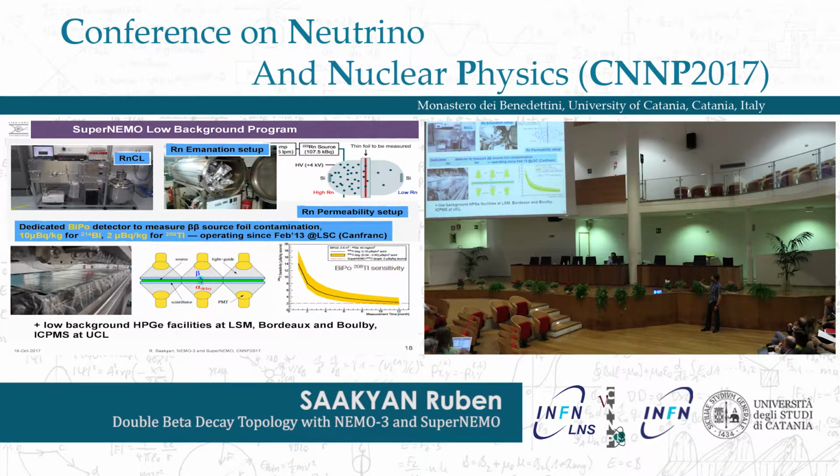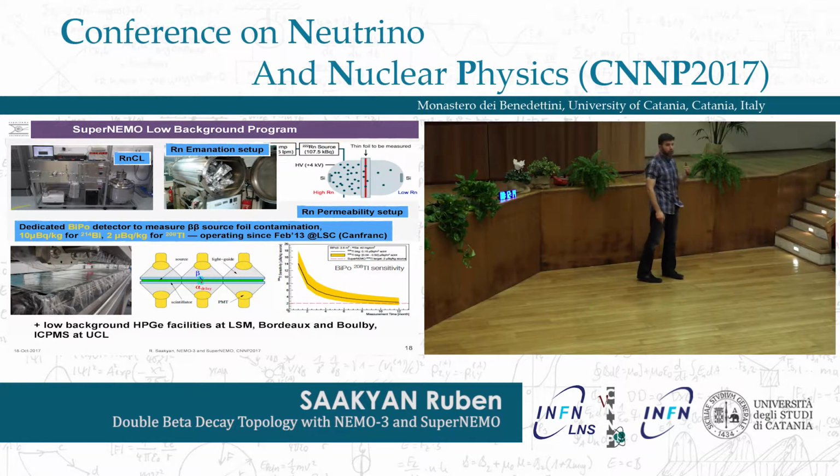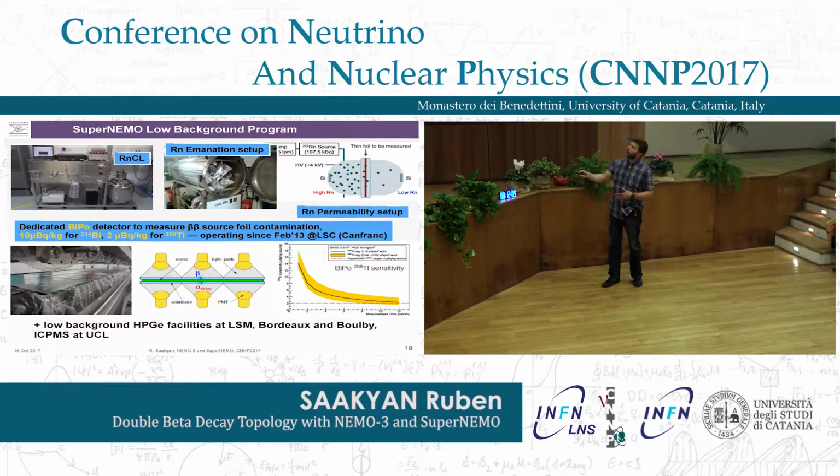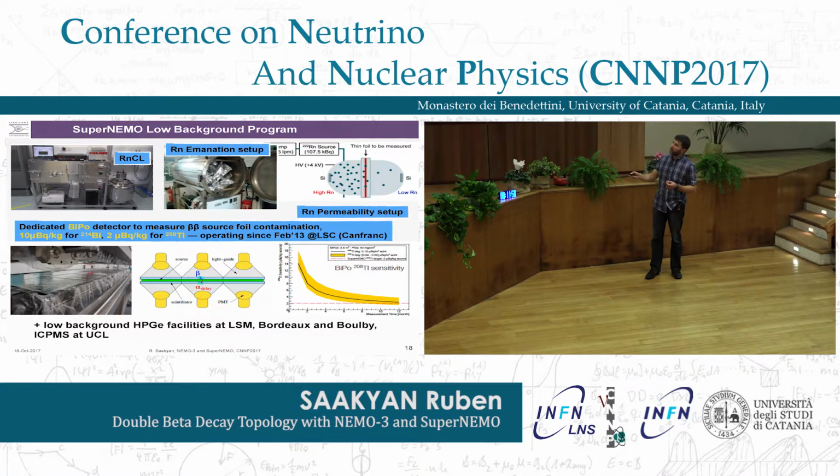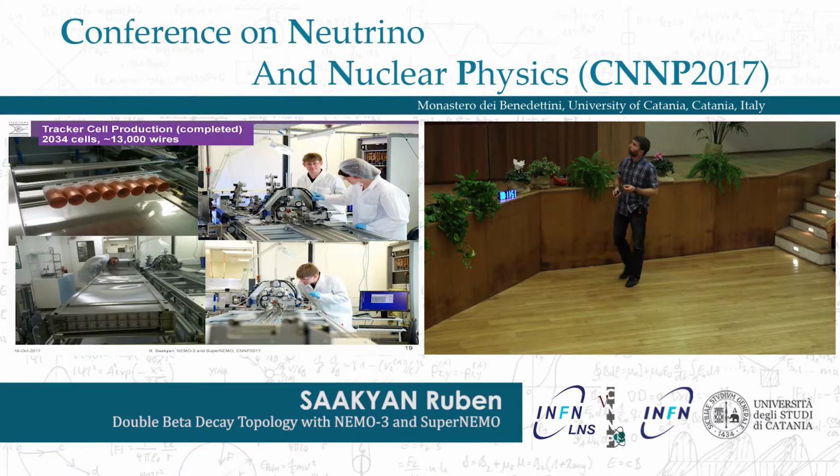And there are other things as well. One thing I wanted to mention is a dedicated so-called BiPo detector, which is installed in Canfranc. That is the dedicated detector to measure very, very small contaminations in the source foil, right? A germanium detector is not very suitable for this kind of levels, because the levels we're talking about are 10 microbecquerel per kilogram and 2 microbecquerel per kilogram for bismuth-213 and thallium-208 respectively. So this proved to be very important for our low background program.